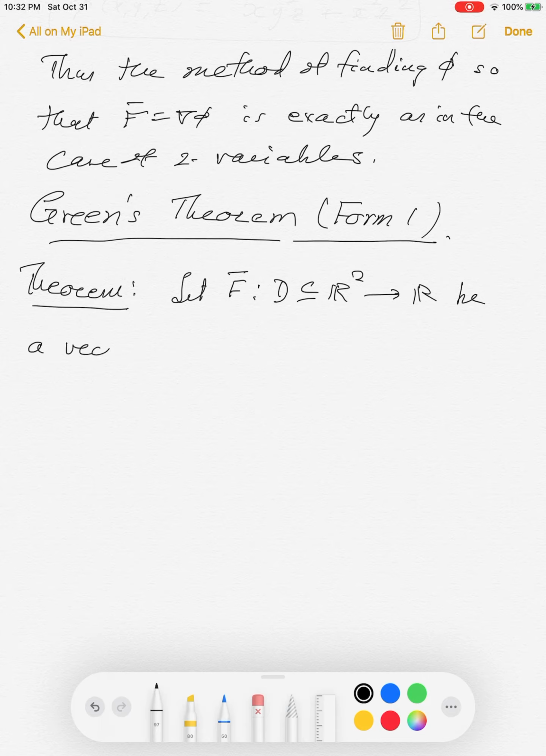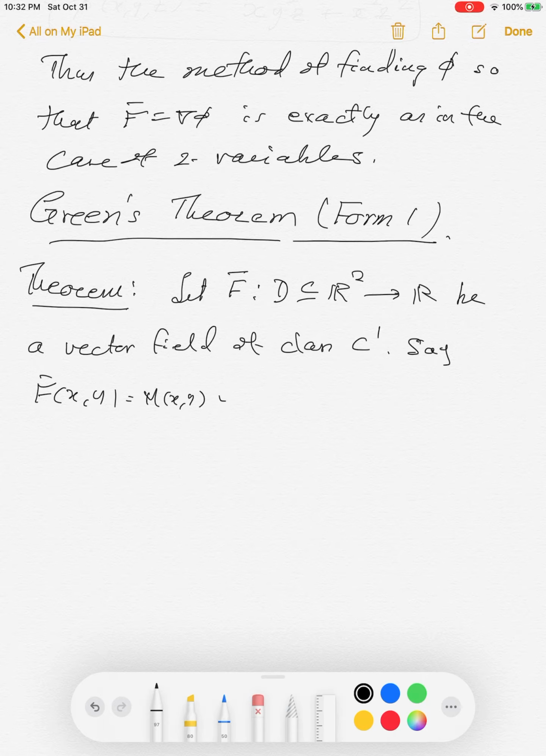Okay, so let's take this to be a C1 vector field of class C1, and say f bar I write as f of x, y is equal to m of x, y i bar plus n.